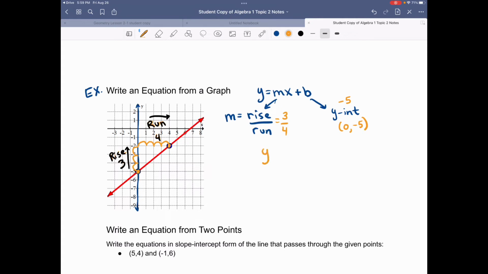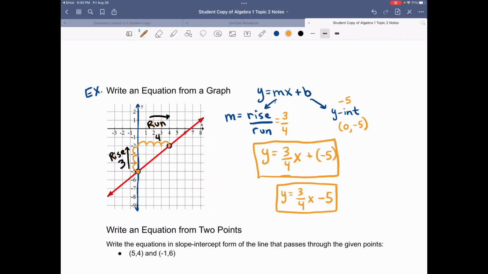So y equals m is 3/4, that's our slope, x, so you're always going to put something here, and then plus negative 5. So you put the b into that spot. And it's always y equals something x plus something. We could simplify this to be y equals 3/4 x minus 5 as well. So either one of these is correct. It's just because the plus negative can turn into just a minus.